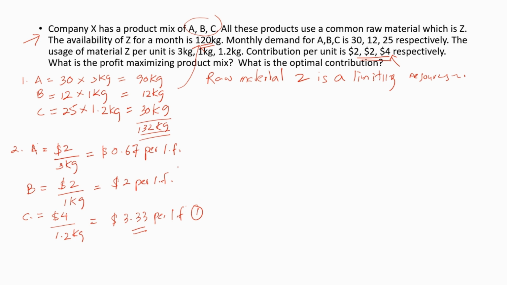Then we select product B because this is the second highest contribution per limiting factor, which is $2. So this is the second highest. So product A will be the third highest. Now the third step is done. Let's go back.